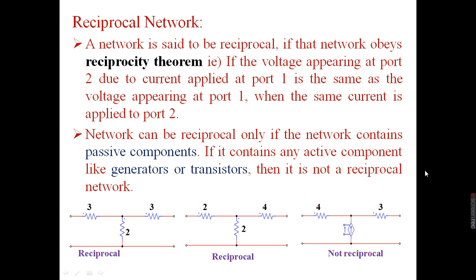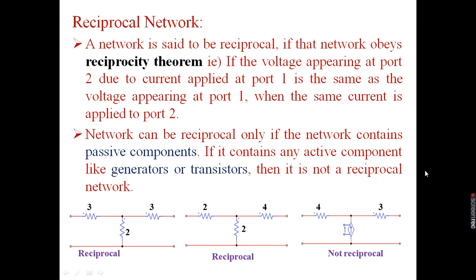Then the next one is the reciprocal network. A network is said to be reciprocal if that network obeys the reciprocity theorem. So already we have studied the reciprocity theorem. For example, if I take a two-port network, and the voltage appearing at port 2 due to current flowing in port 1 is the same as the voltage appearing at port 1 when the same current is applied to port 2. So even after interchanging the positions, if we get the same value of V by I, then we say that is a reciprocal network.